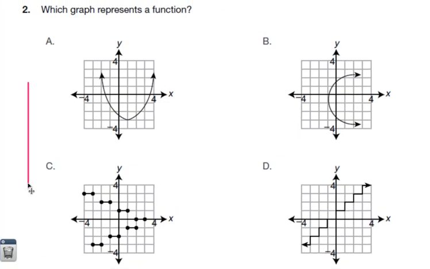The vertical line test says that if you can write or draw a vertical line anywhere on the graph, and the vertical line will only touch the graph one time, no matter where you put it, then it's a function. So looking right here, I can already see that with option A, the vertical line is only ever hitting the graph once.